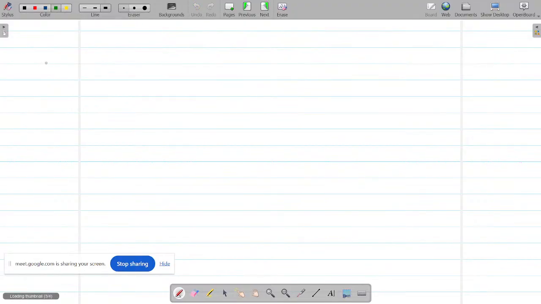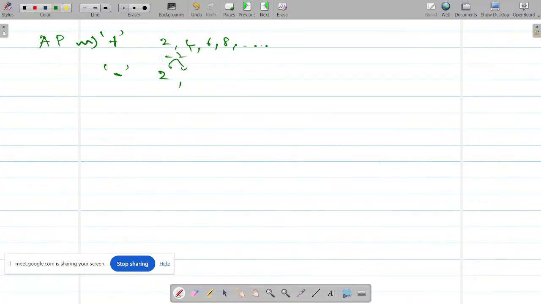Let me go for a very small example for arithmetic progression where it involves addition. 2, 4, 6, 8 and so on. If I take subtraction, for example, I take minus 2. 2, I subtract 2, what do you get? 0, then minus 2, minus 4. Both are under AP.